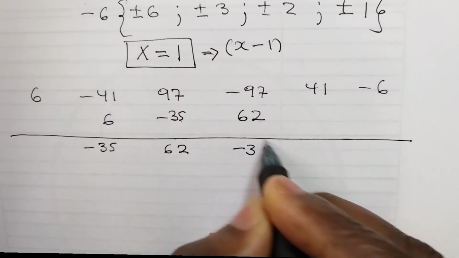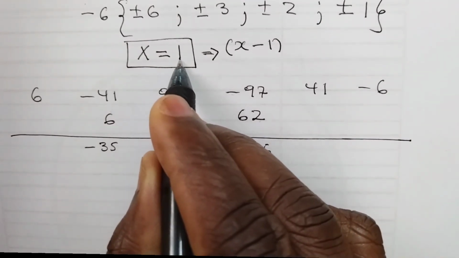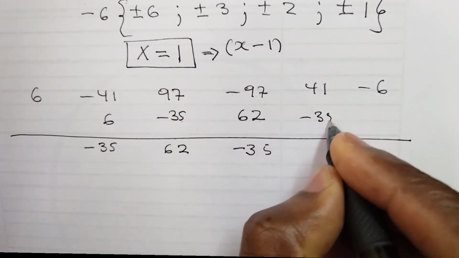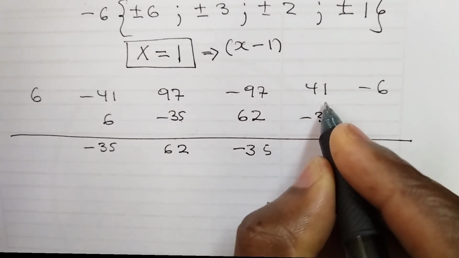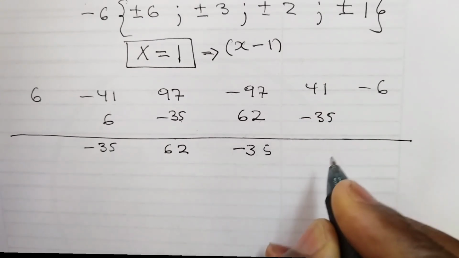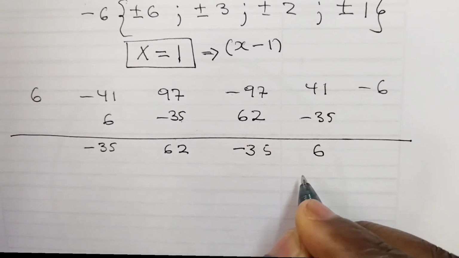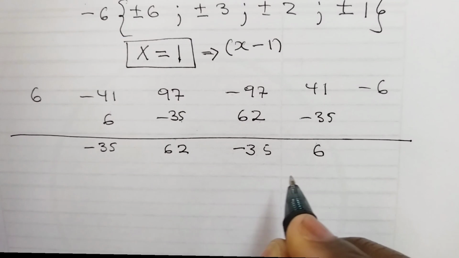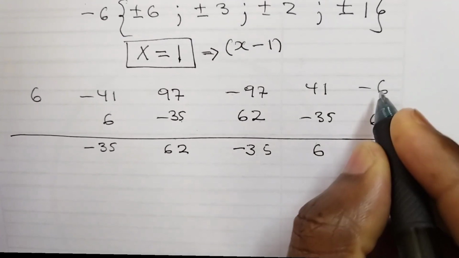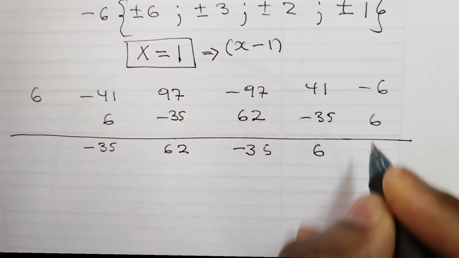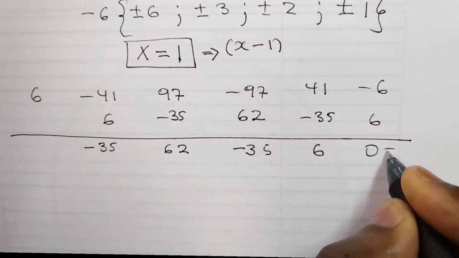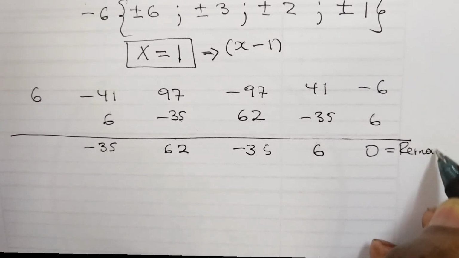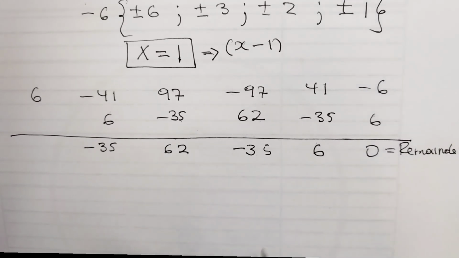Now we're going to take minus 35, multiply by 1. 1 times minus 35, it is minus 35. 41 minus 35, this gives us 6. Then 6 times 1, this gives us positive 6. Then minus 6 plus 6, this gives us 0. This is our remainder. Ladies and gentlemen, our remainder equals 0.